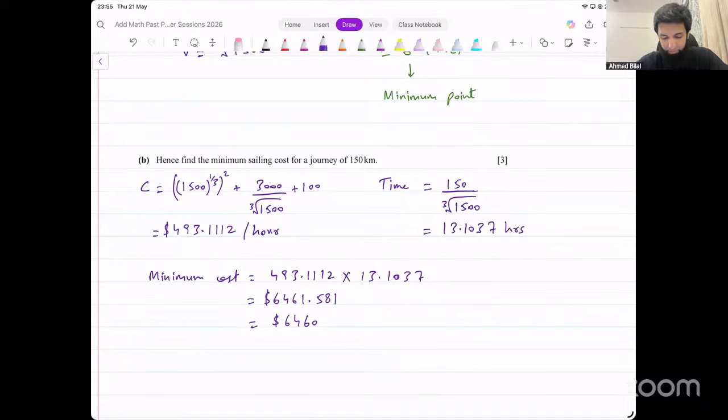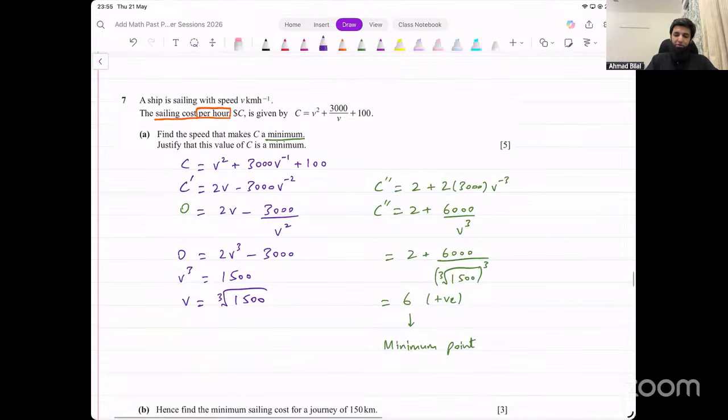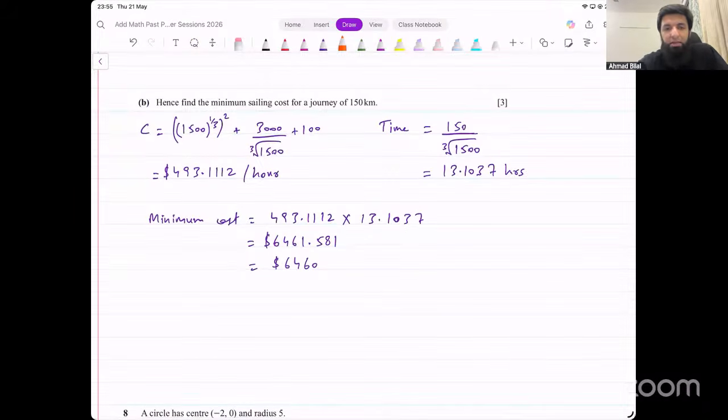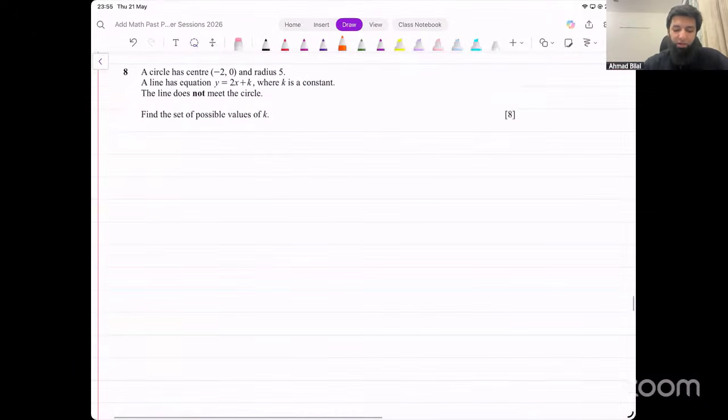Makes sense, right? Any issue with this? So this was important to note here. The sailing cost given was per hour. So we found the time taken, just multiplied that by the number of hours that we had. Okay, let's move on.